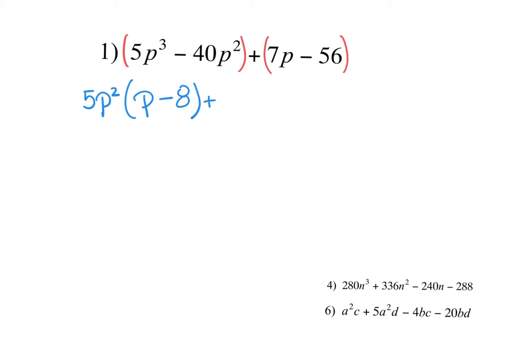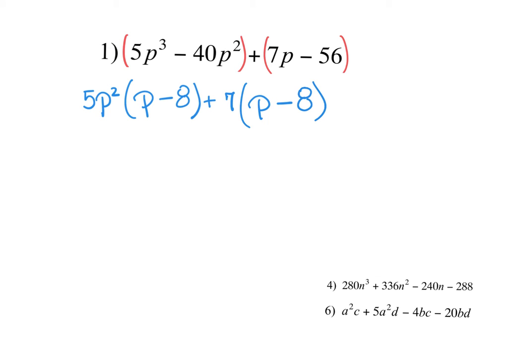We look at the next group. Between the 7 and the 56, what can come out? 7. What about any variables? Can any variables come out? Why not? 56 does not have a variable to give me. All right. 7 divided by 7 is 1. And then we have that p that we did not take out. So just 1p. 56 divided by 7 is 8.